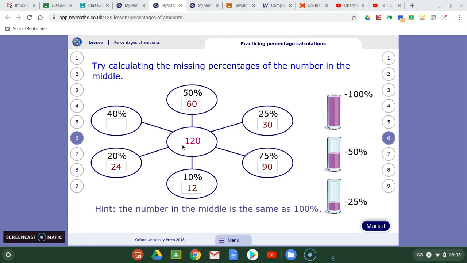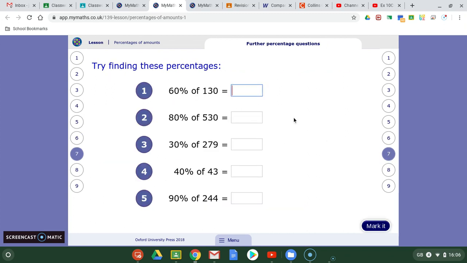So we're back with our 120 here. So we've got 20% here, which is 24. How could we find 40% from that? Well, 40% is double 20%. So what's double 24? 48. Let's see if we've got those right. Lovely, good.